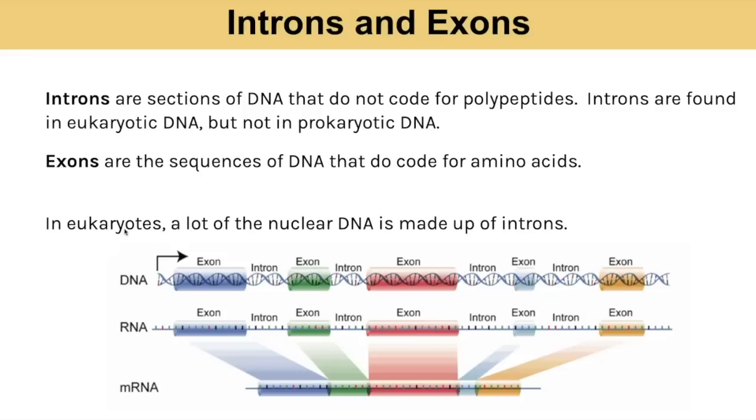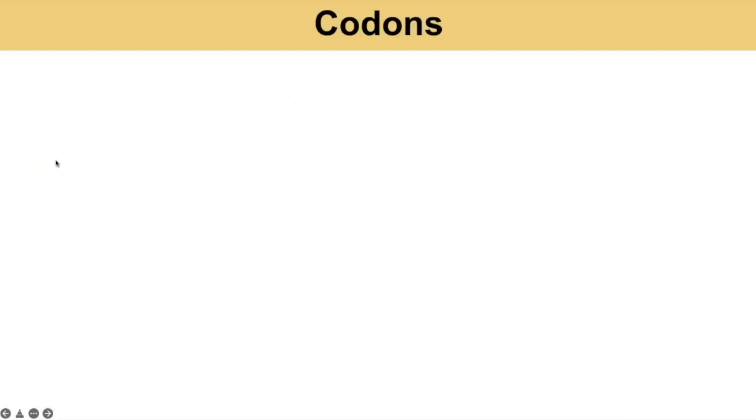Now in your DNA, you have sections of base sequences, which are introns, and you have sequences of DNA that are exons. Introns are sequences of DNA bases that do not code for polypeptides. And you actually have a lot of introns making up your nuclear DNA. The exons are sequences of DNA bases that do code for the amino acids. So the exons are the coding regions.